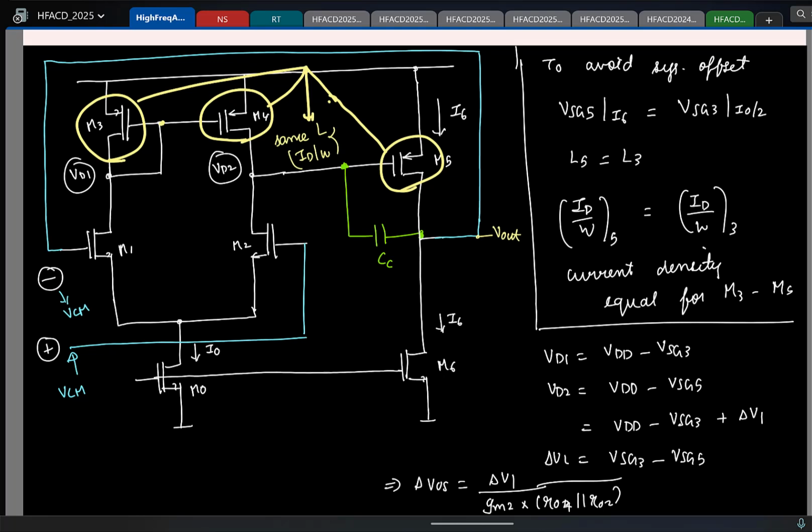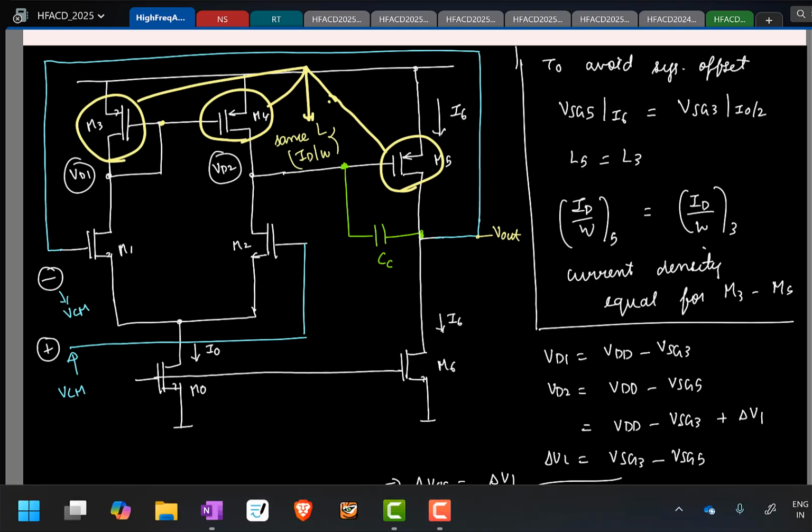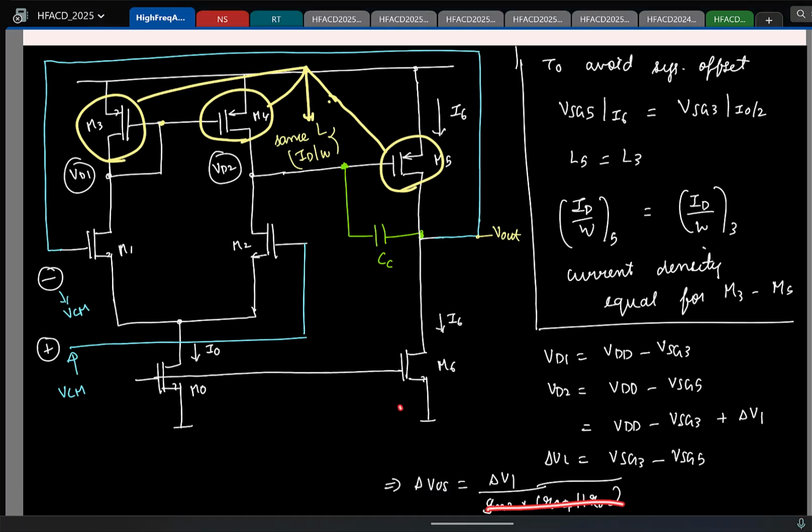This is one simple way to actually go and compute. So again, as you see, if the gain is very large, the offset is going to be small. But if you actually go and use the same current densities for the PMOS transistors, you will not have this offset at all. So this is a better design choice to do.